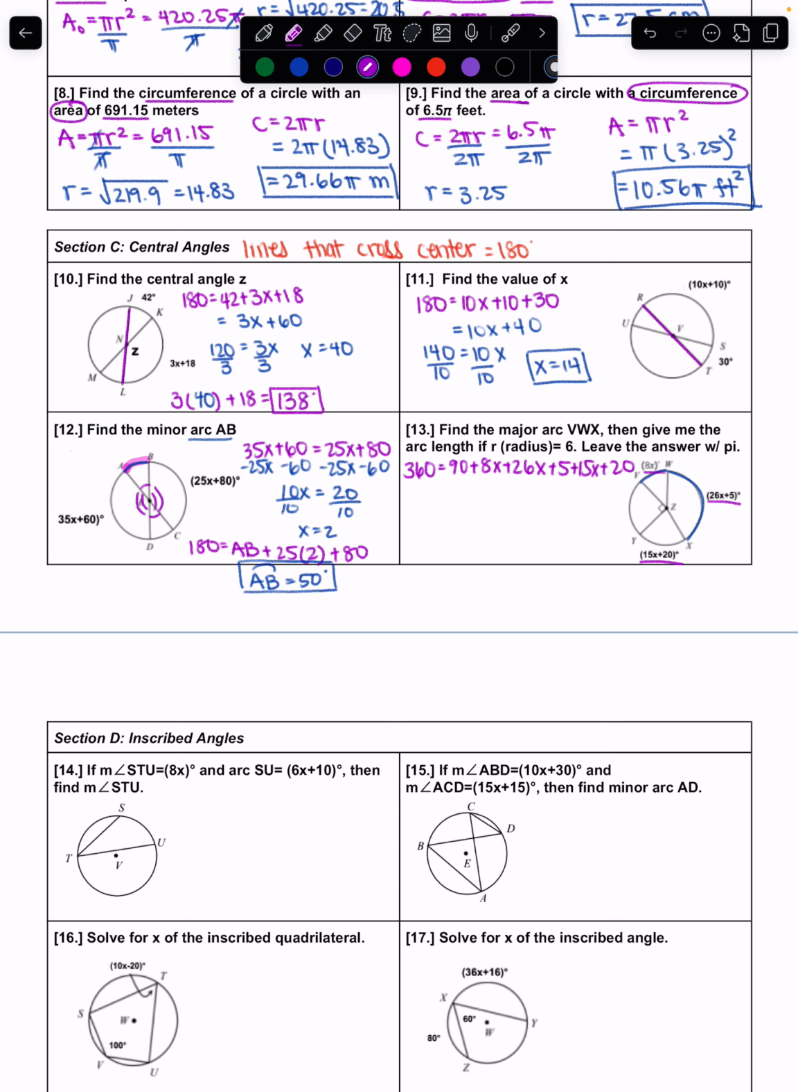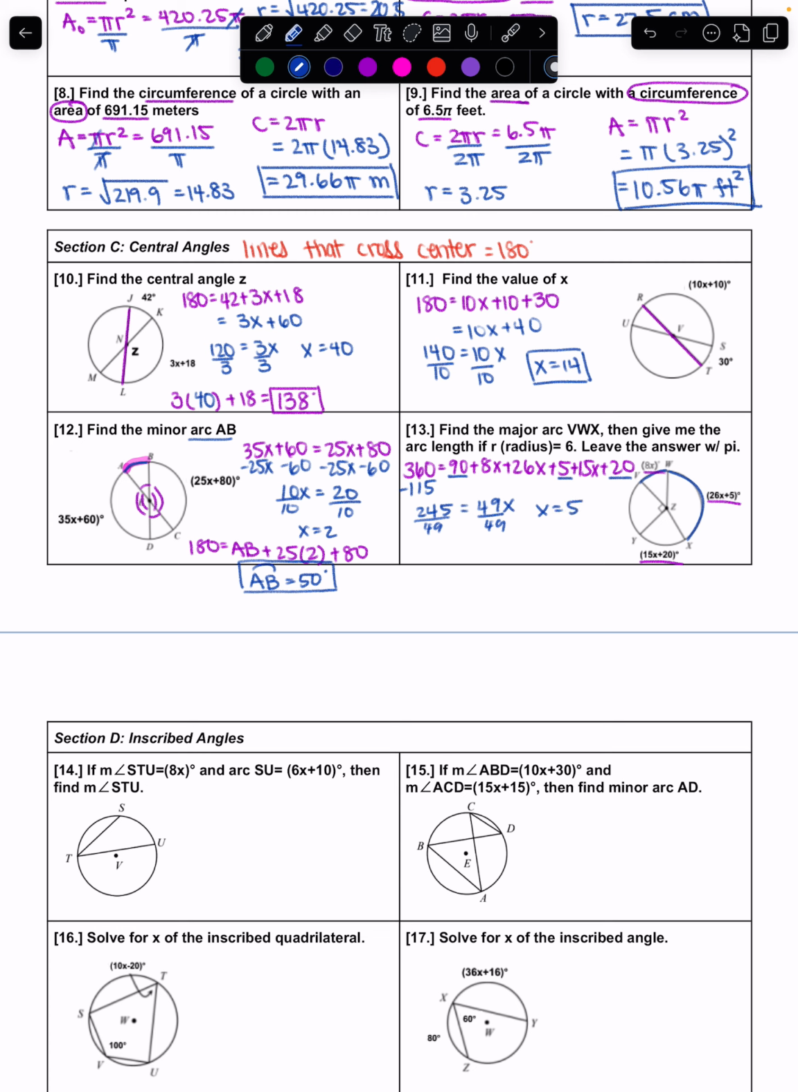Okay, so at this point, I'm going to add up all the numbers. I have a 90. Oh, that's not a number, it has an x. I have a 5 here and a 20. So when I add those all up, they add up to 115. So I'm going to subtract 115 from 360. Okay, we're going to be left with 245. And then when I add up my x's together, they give me 49x. Okay, I'm going to divide both sides by 49, and I get x is equal to 5.